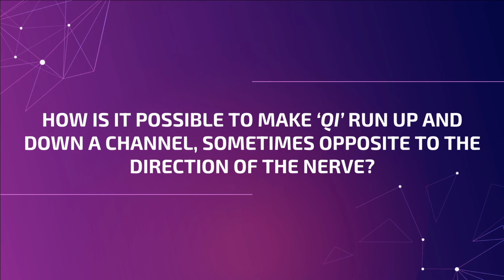So how is it possible to make qi run up and down a channel, sometimes opposite to the direction of the nerve? So remember that nerves only go in one direction depending on what kind of nerve they are. So if it's a sensory nerve, the signal is only going from the periphery to the central nervous system. If it's a motor nerve, the signal is only going from the central nervous system to the periphery. They are not supposed to go the other way.